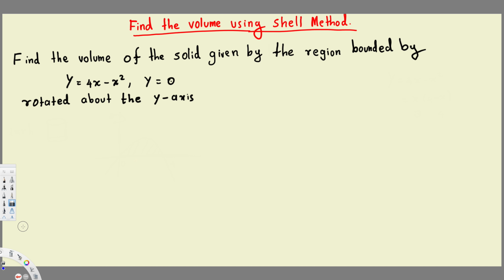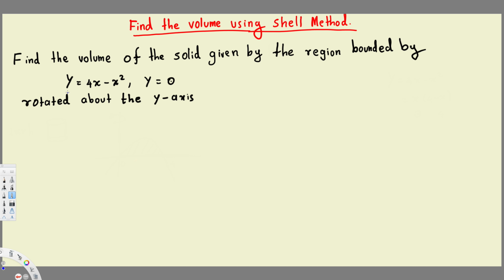What's going on, guys? Let's do this problem right here. The question is asking: find the volume of the solid given by the region bounded by y is equal to 4x minus x square and y is equal to 0, and also they have given that it's rotated about the y-axis. So let's see what we can find from this information.